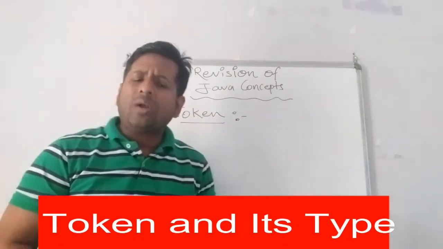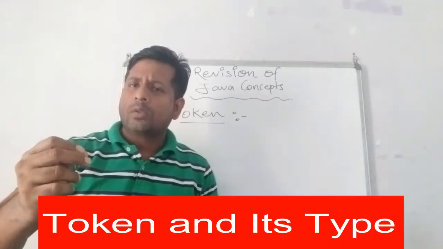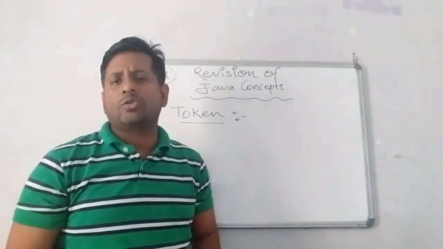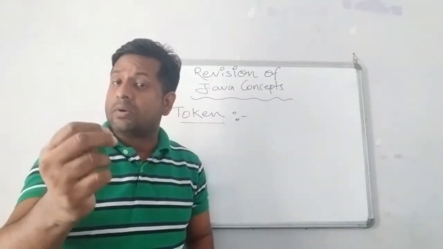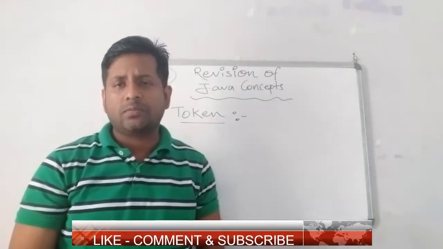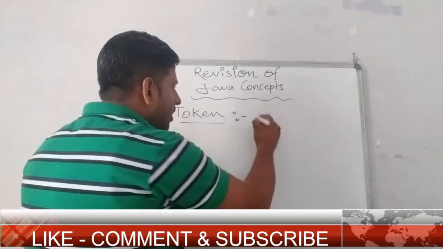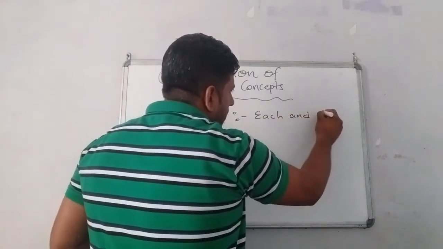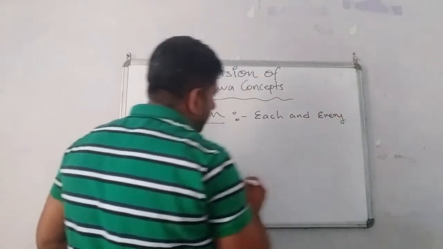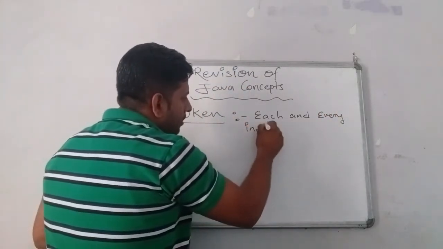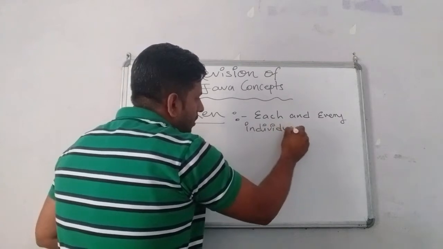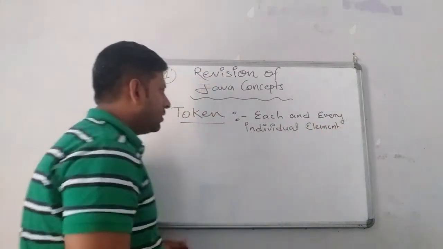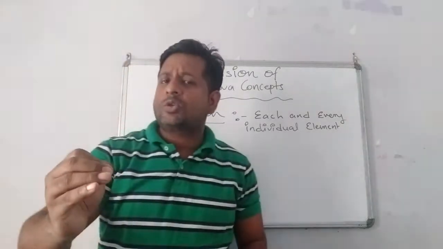First of all children, what exactly is a token? Let me tell you, each and every smallest individual element used in a Java program is known as a token, but it has meaningful information. That means each and every individual element used in a Java program is known as a token.